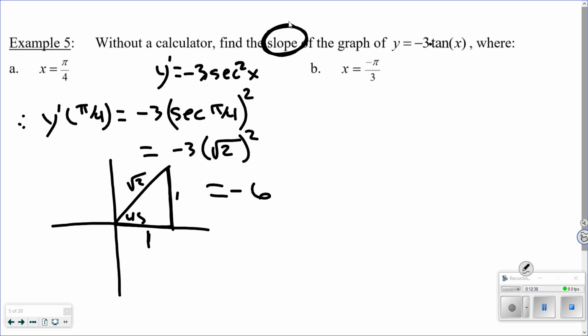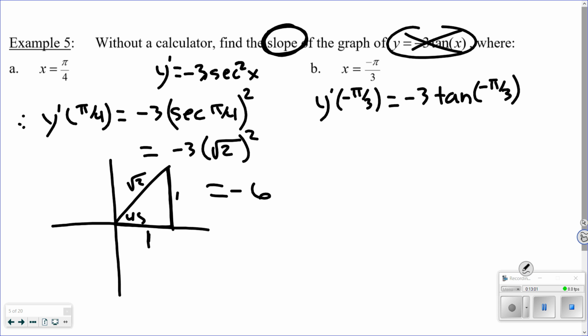Okay, same thing. Look at B. We're doing the exact same thing, but this time in my derivative, I'm plugging in -pi thirds. So if we plug in -pi thirds, that's going to equal -3 tangent of -pi thirds. Okay. Oh, hey, I just made a mistake. Don't do that. I'm not plugging it into there. I'm plugging it into the derivative. I apologize. So that'd be -3 secant of -pi thirds squared. Okay.